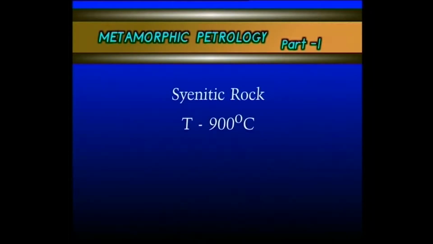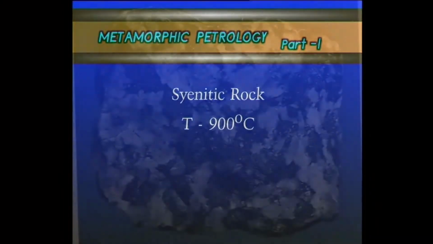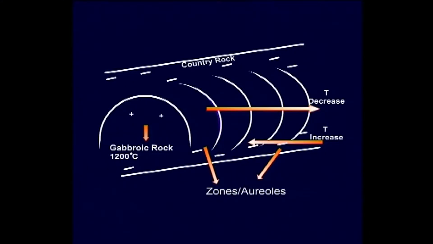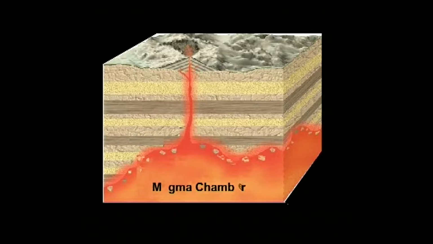In the case of syenite rock, it's normally around 900 degrees centigrade. In the case of gabbroic rock, it occurs at nearly 1200 degrees centigrade. Now let us see the case particularly in contact metamorphism. Suppose the intrusive body is of three different types, so we can see how the temperature changes particularly in country rocks. Now look at the screen and see the sketches particularly for contact metamorphism.